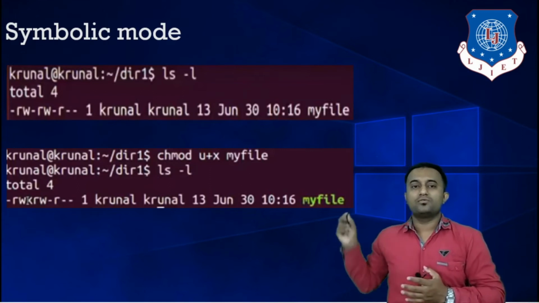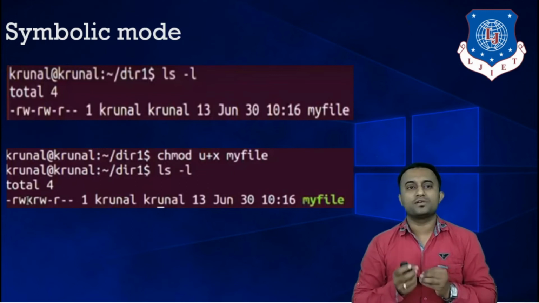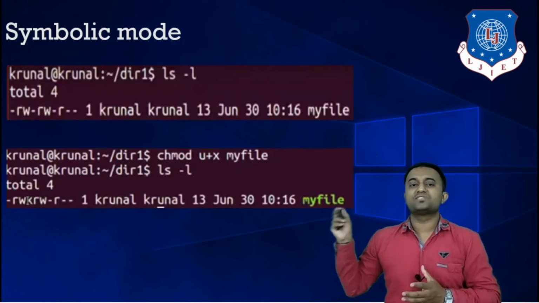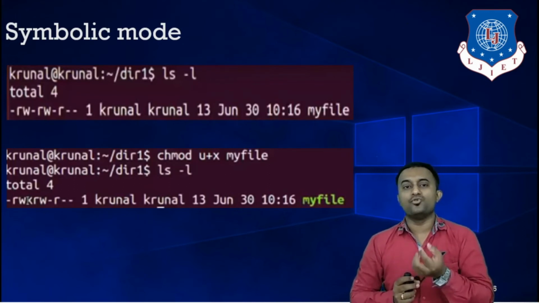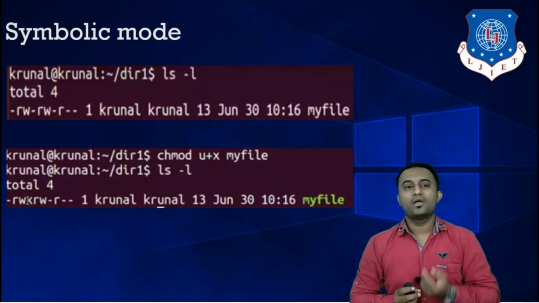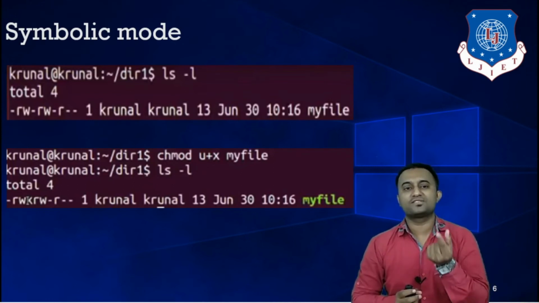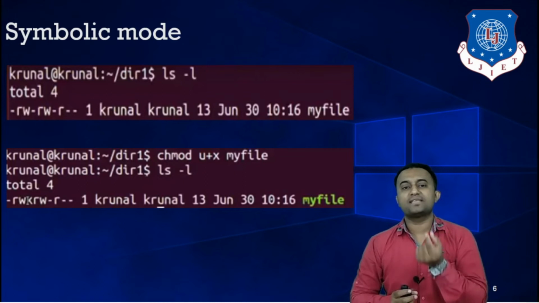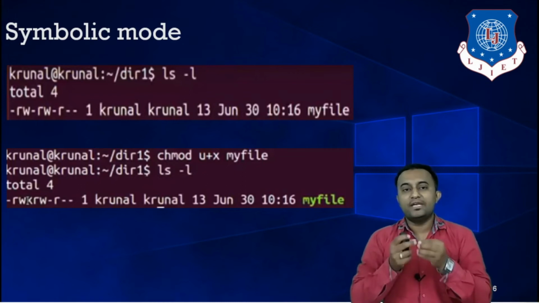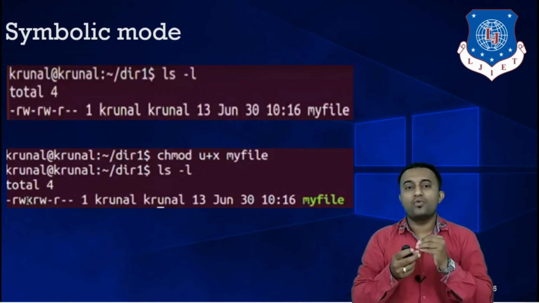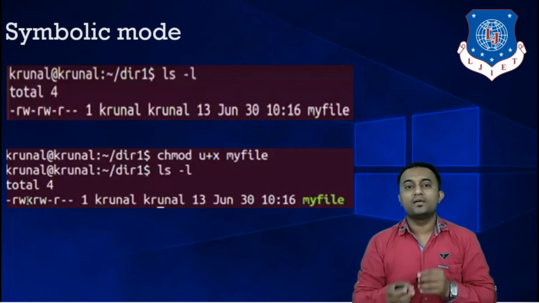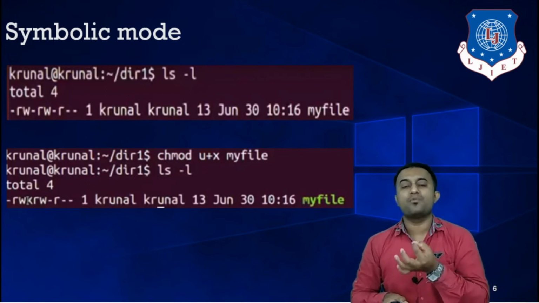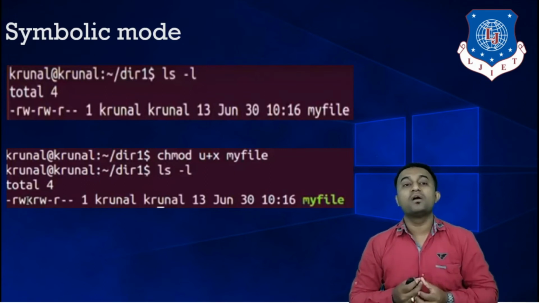Now in the second snapshot we are going to discuss the functionality of chmod. I have fired chmod with the help of symbolic mode. I am using u, which stands for the user group, the first group. u plus x. Plus means I need to add one permission, and which type of permission I need to add is represented with the help of x.